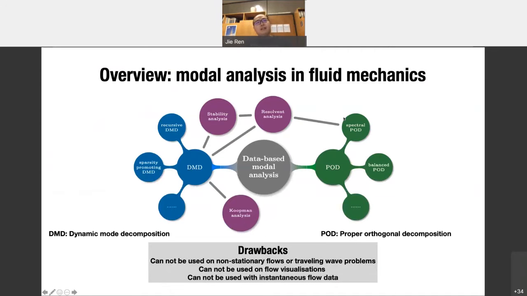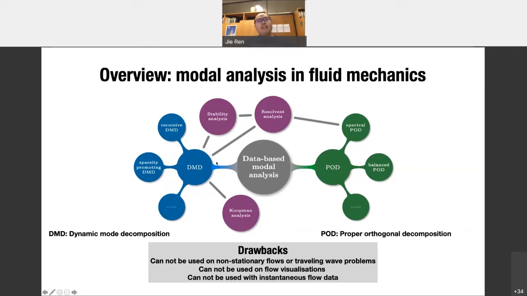So let's take a brief overview of the state of the art in modal analysis. If you look at this figure, basically you can see two major branches. The blue one is DMD, dynamic mode decomposition, and the green one is POD, proper orthogonal decomposition. They are both widely applied in fluid mechanics, and they have lots of their own variants.